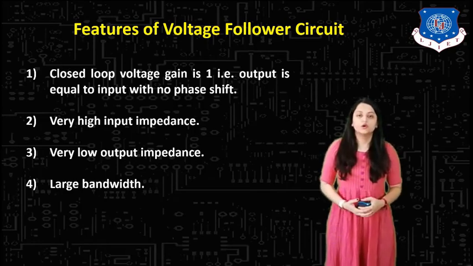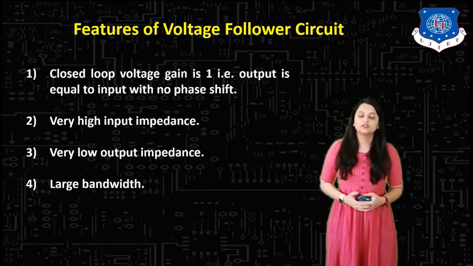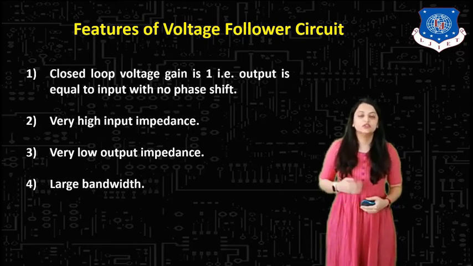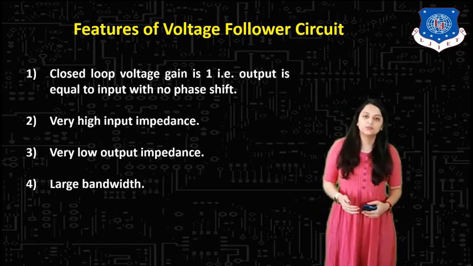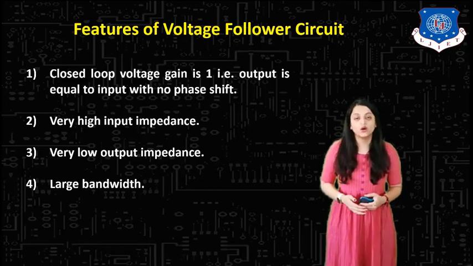Okay, so I hope that these 3 configurations of closed loop op-amp are clear to you now. I repeat, there are 3 configurations of closed loop op-amp. The first one is the inverting op-amp, the second one is the non-inverting, and the third one is the voltage follower or buffer circuit.